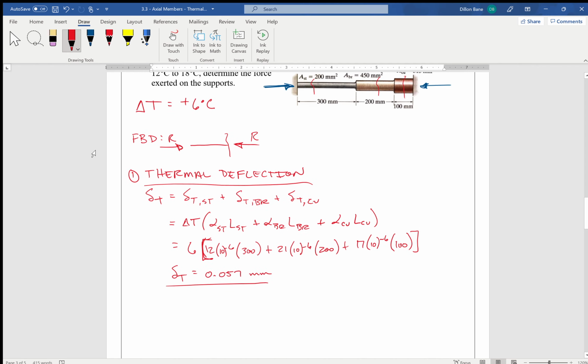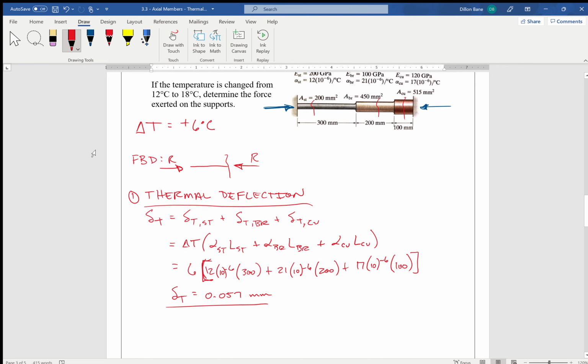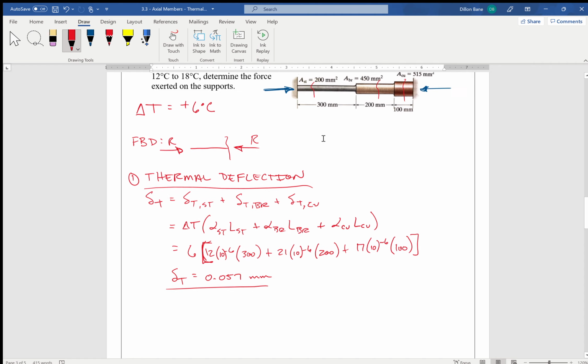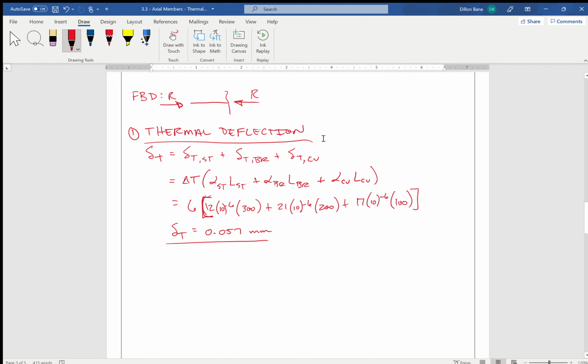So the next step in this problem then is to figure out how much load it would take if we have removed that support. How much load would it take to push that assembly back and compress that assembly back to where the total deflection is 0? And again, we'll just call this the force deflection, step 2.